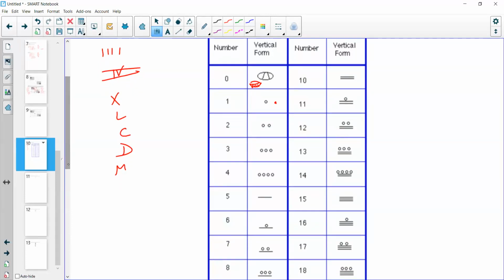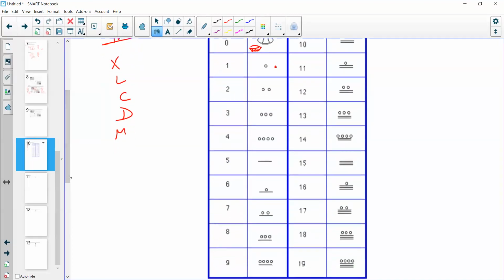Then you go to a second line. Then you start adding dots. Then you go to a third line. Then you get up to 3 lines and 4 dots, which is 19. So what base is this? 20. So, trivia question. Why do we use base 10?